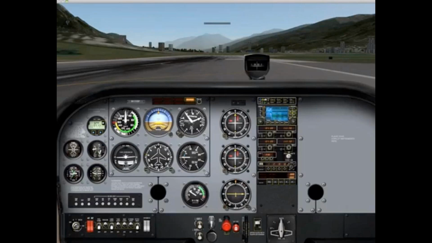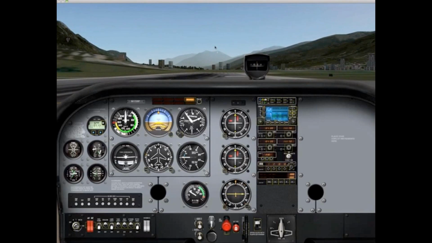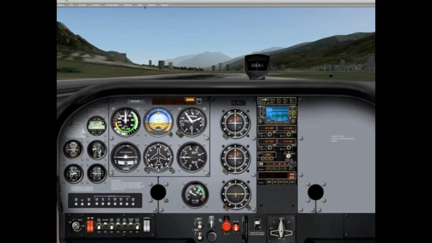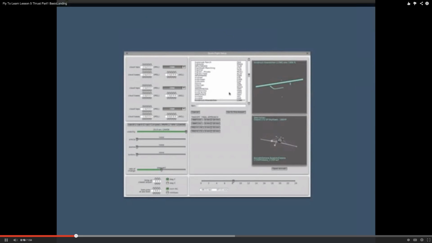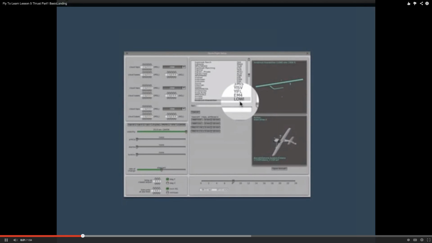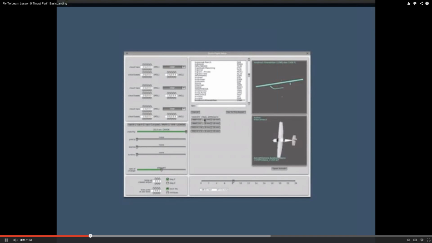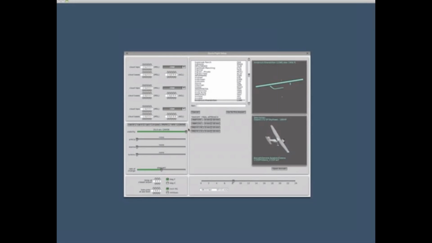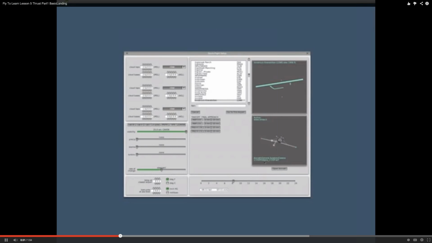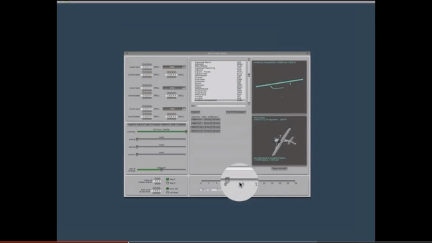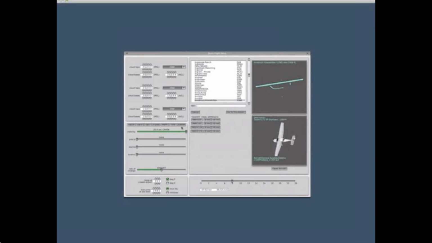Okay, today we're going to try out landings. As always, the first step is to check our setup. Our airport should be Lowy. We should choose final approach, 3 nautical miles. Our aircraft should be the Cessna 172P, and time should be 8 o'clock, and weather clear.